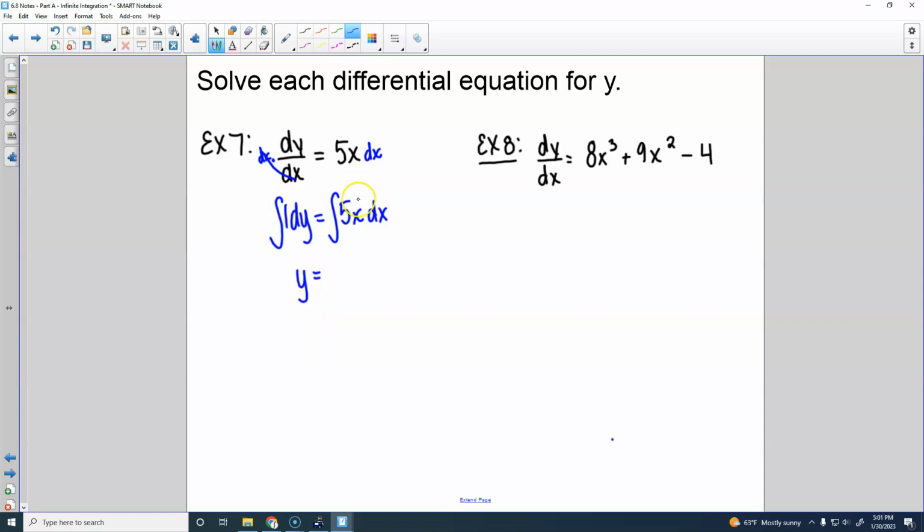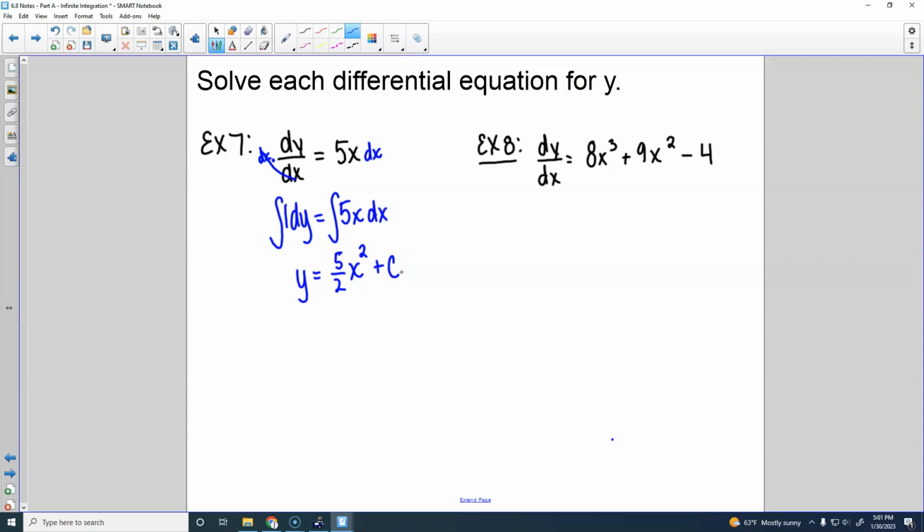Okay. And then over here, we're integrating 5x. So we will raise x to the 2nd power. And then we've got to do 5 divided by that new exponent, which is 2. So 5/2 x squared, and we're going to put a plus c on the end there.